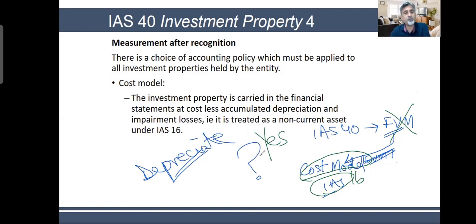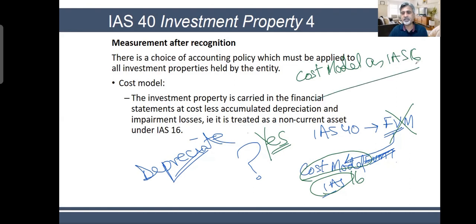In this case, investment property will be depreciated because the standard IAS 40 does not tell you that you should depreciate or not depreciate. Open IAS 40 up, it is not written anywhere that you should depreciate investment property or not. But it says use the cost model as IAS 16. That's all. And IAS 16 does have depreciation. So it means that if I'm taking the IAS 16 cost model, I should presume that I should be taking depreciation as well.